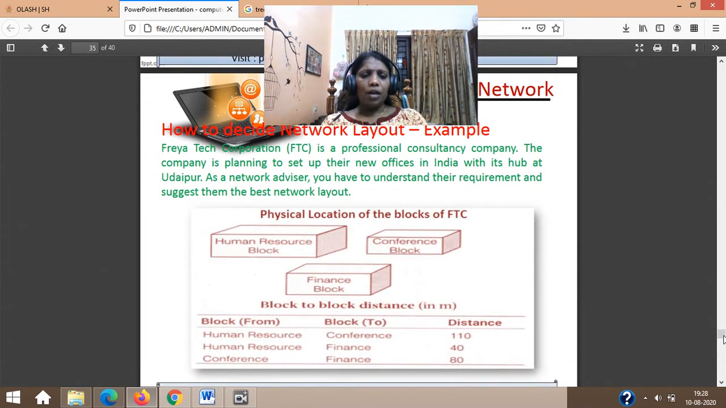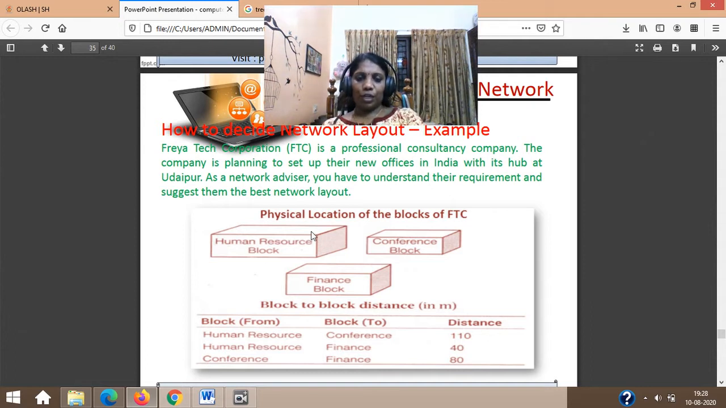See, Freya Tech Corporation is a professional consultancy company. The company is planning to set up their new offices in India, with its hub at Udaipur. So there is a place called Udaipur. There they are planning to set up their offices. As a network advisor, you have to understand their requirement and suggest them the best network layout.